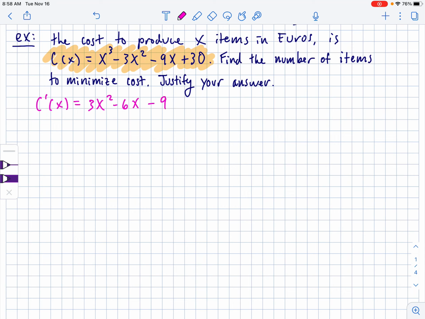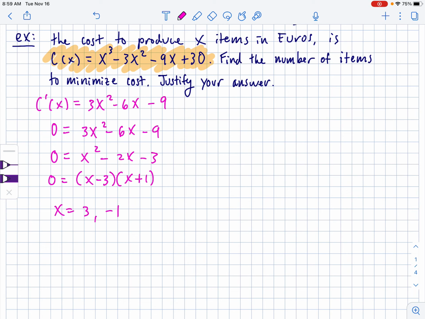And then we have to figure out when that's at a minimum and justify our answer. Remember that minimums and maximums happen at the turning points, when the derivative is equal to 0. All of these things are divisible by 3, so we get x squared minus 2x minus 3. Then factor the right-hand side, and we get (x minus 3)(x plus 1). So when you set them both equal to 0, we get 3 and negative 1.